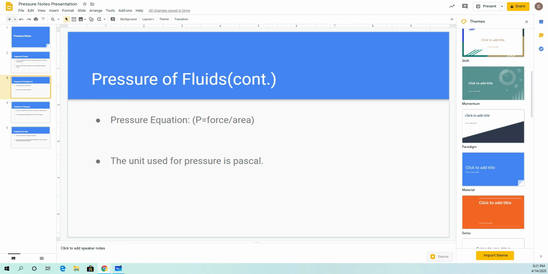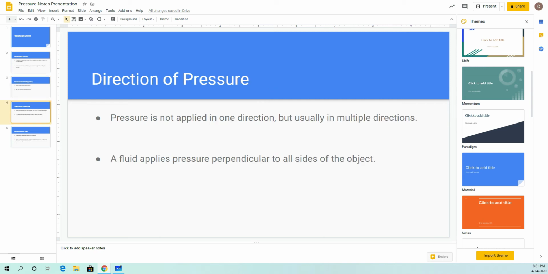And remember, when we had speed, we had the units meters per second. That was our normal unit for speed. Or when we had velocity, it was a direction in meters per second, and then acceleration was meters per second squared. Our unit for pressure is Pascal, which can be abbreviated Pa.